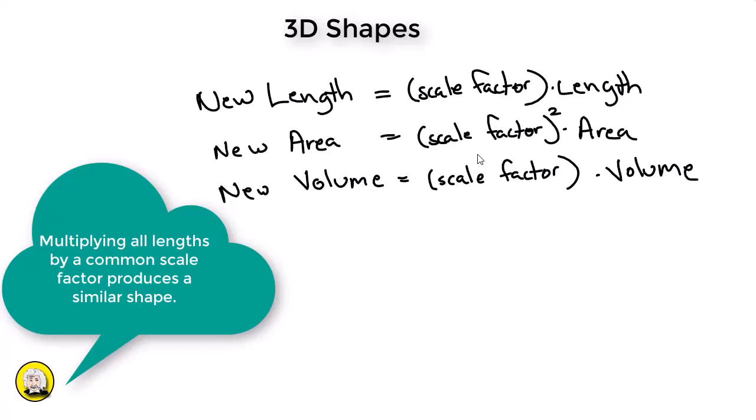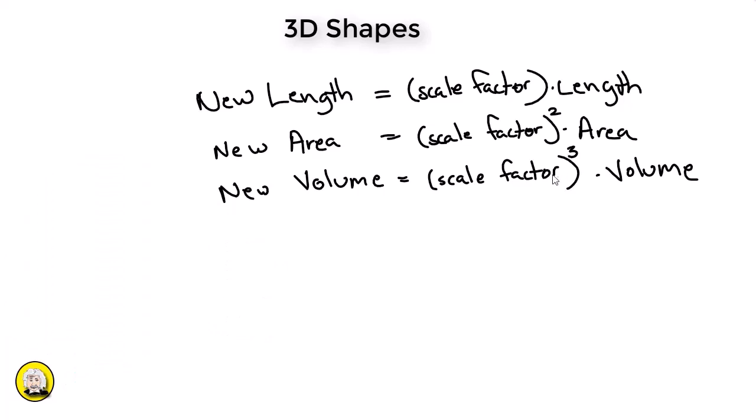So now we're looking at three-dimensional shapes. What do we think the relationship might be for three-dimensional? Not entirely surprising, since a volume multiplies 3 different lengths together, we need to cube the scale factor to get the new volume. So for example, the new volume will equal the scale factor cubed times the old volume. So if I doubled my side lengths on a cube, for example, the new volume of my cube would be 2 cubed, or 8 times my original volume.